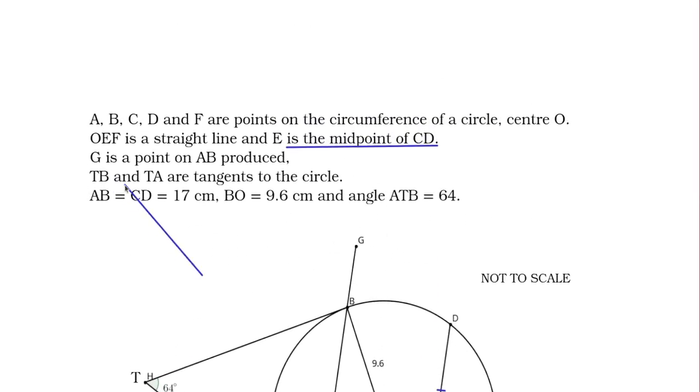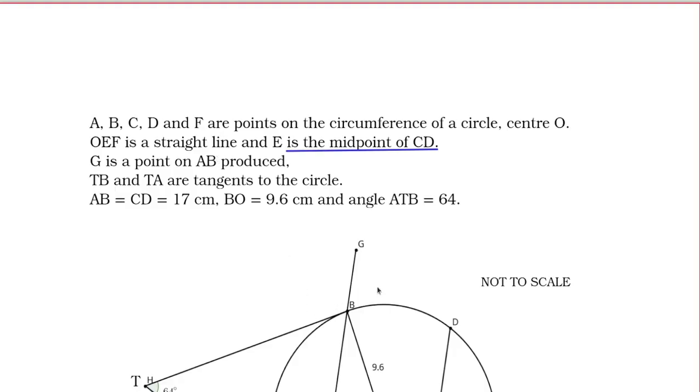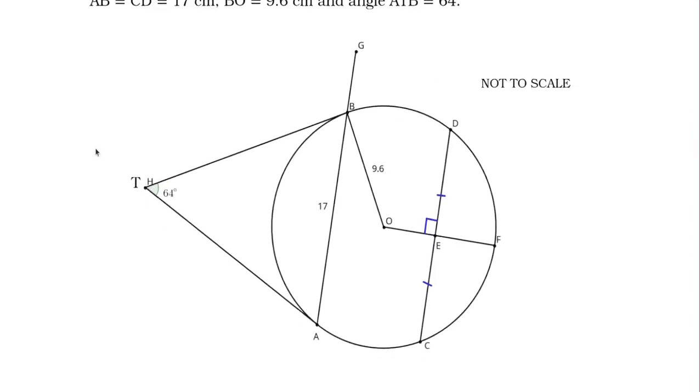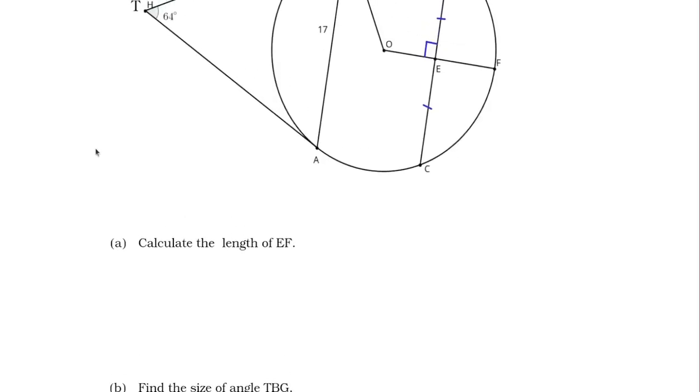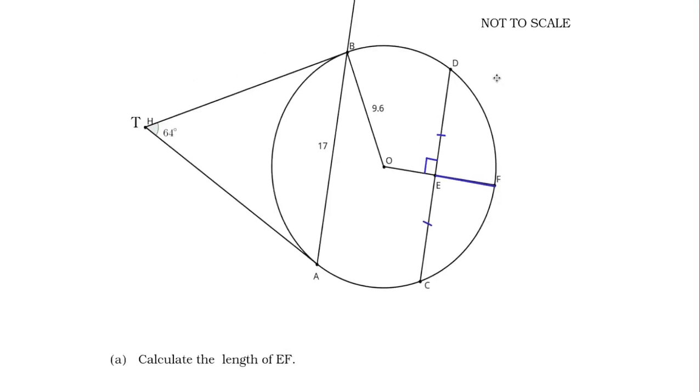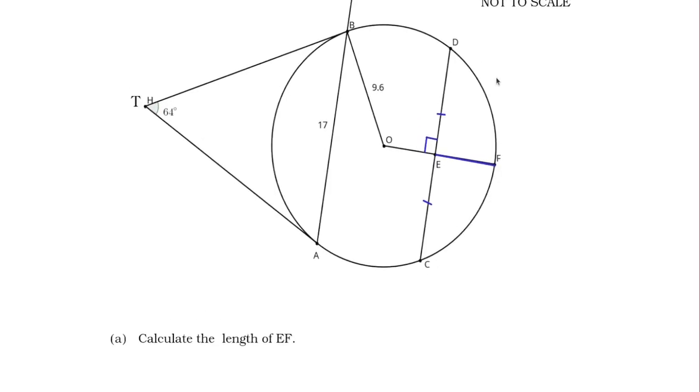Next, G is a point on AB, which means AB was just extended to G. KA and TB are tangents, and those are the measurements there. You are required to calculate EF, which is this one here, from this point to here. Let's see how we can calculate it.